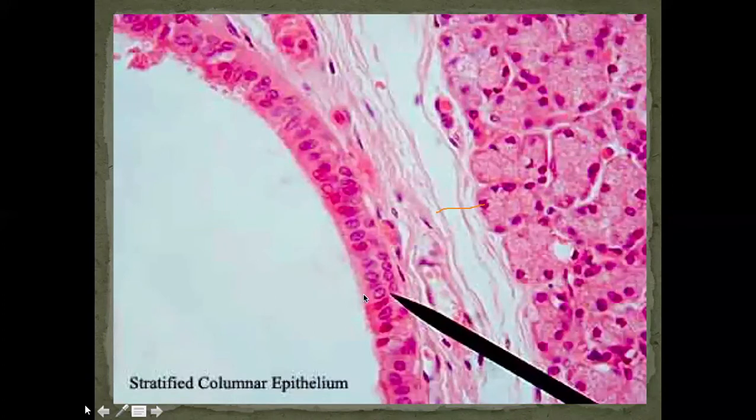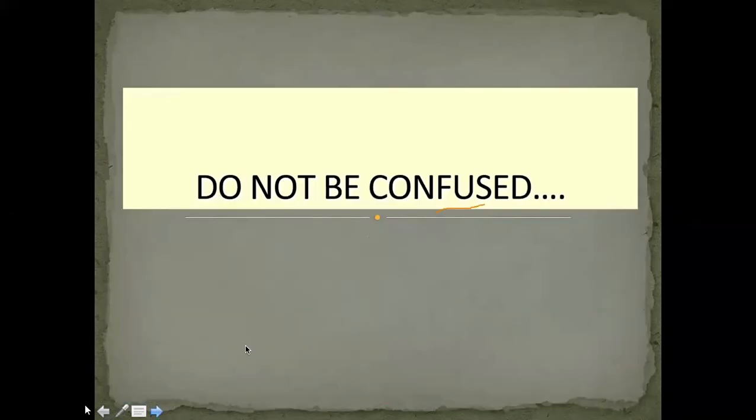Another one. The shapes are columnar. There are many nuclei and they are arranged well. So this is stratified columnar epithelium. But when it comes to stratified epithelium, do not be confused with some of these other types.